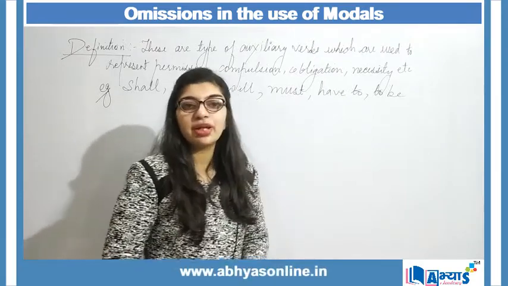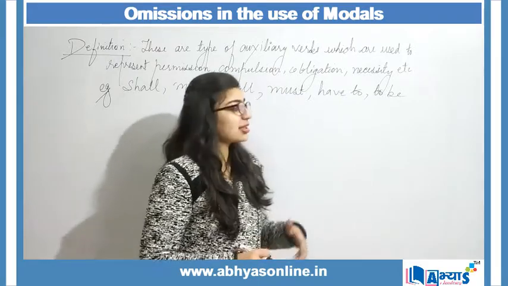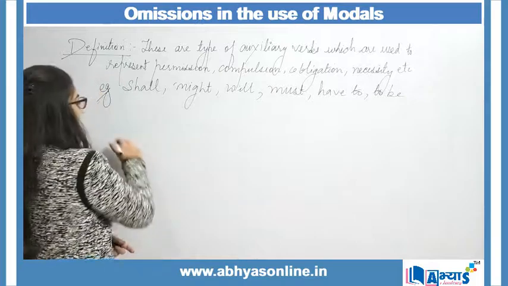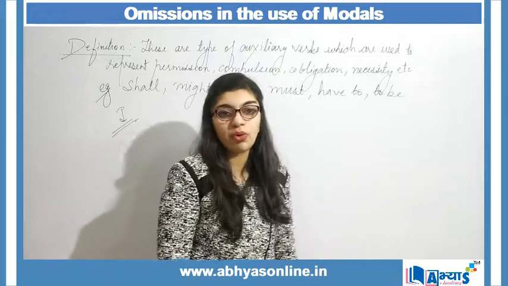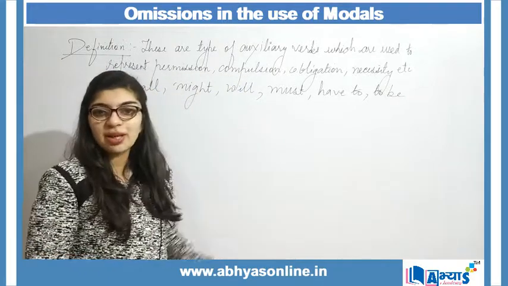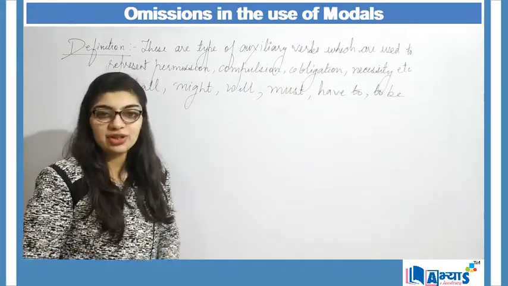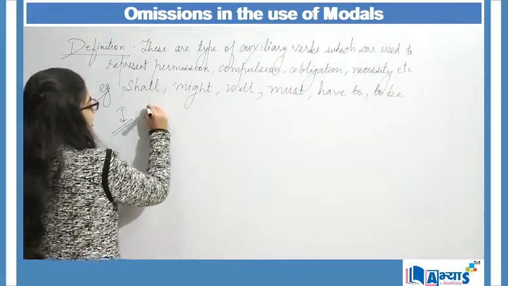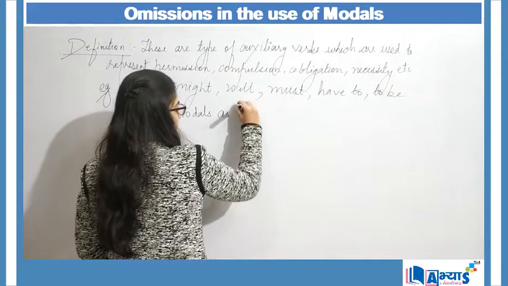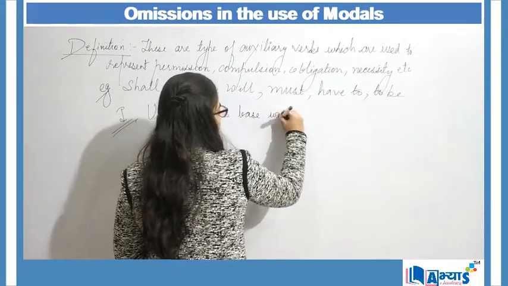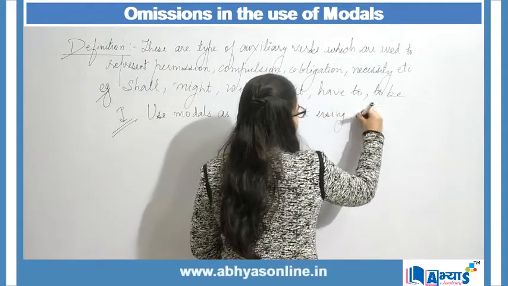So here we will be talking about the omissions that can be made. Omissions are actually errors, but let us understand through various examples, or various conditions, where we can go wrong. Whenever we are using these modals, we just have to use the base of the modal without using any infinitive with them. So first: use modals as base, without using infinitives with them.